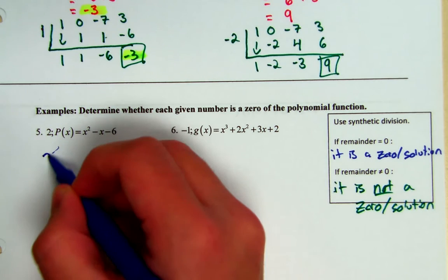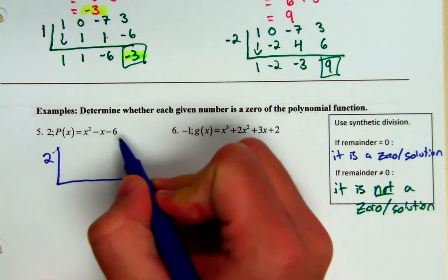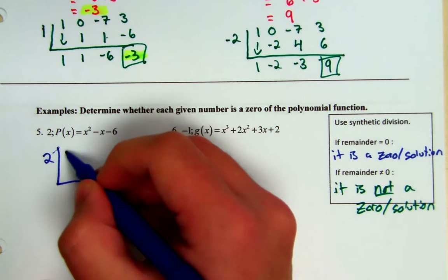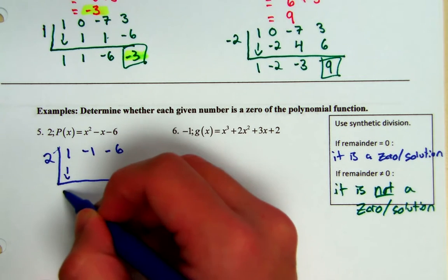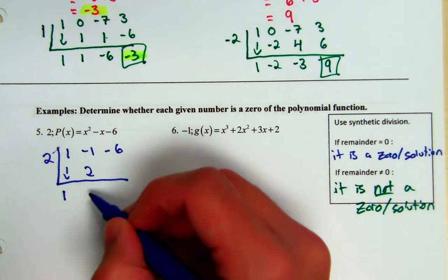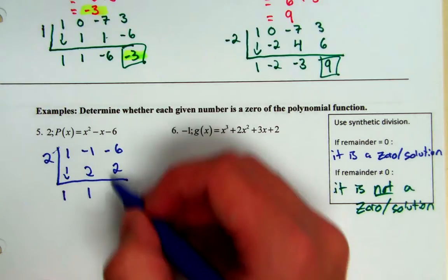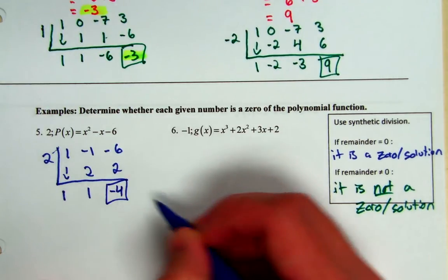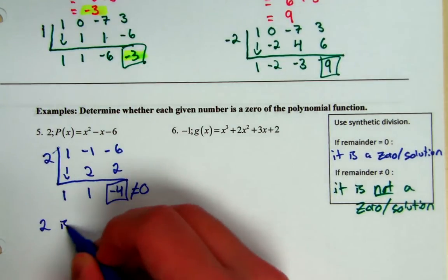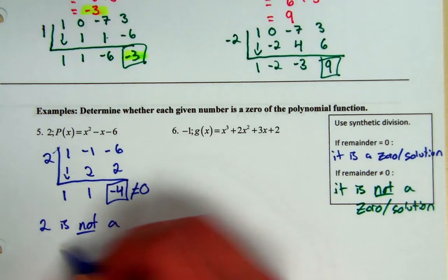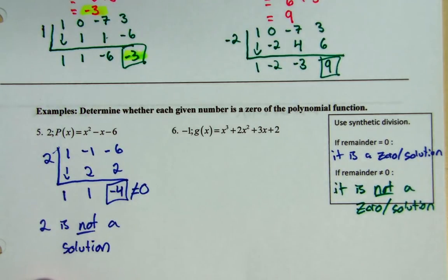So take 2, and look at our polynomial: we've got x squared, x, negative 6. So take 1, negative 1, and negative 6. Bring down 1, multiply, you get 2. Add together, you get 1 again. Multiply, you get 2. Add together, negative 4. Now, negative 4 does not equal 0, so 2 is not a solution to p of x.